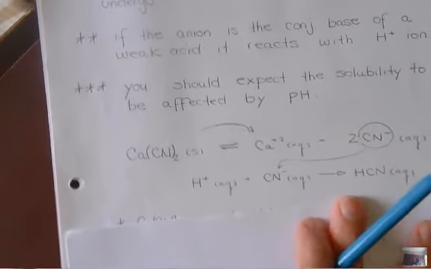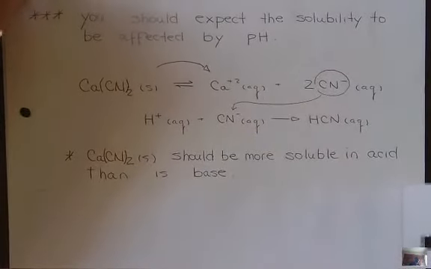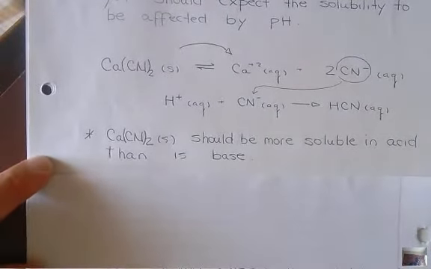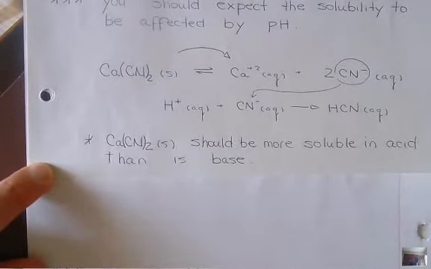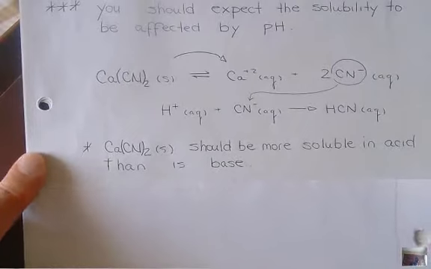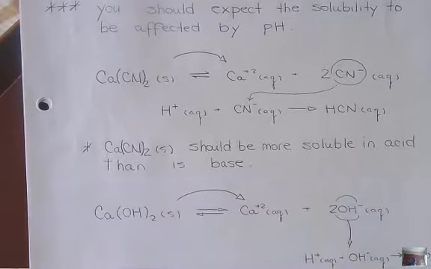So if you want to dissolve more calcium cyanide into solution, let's say you really want to get rid of someone, right? Cyanide is the famous poison, very dangerous stuff to work with. You don't want to ingest this in any way, shape, or form. If you were going to work with this stuff, you would definitely work with it with gloves on. Okay, so calcium cyanide should be more soluble in acidic situations than basic situations.